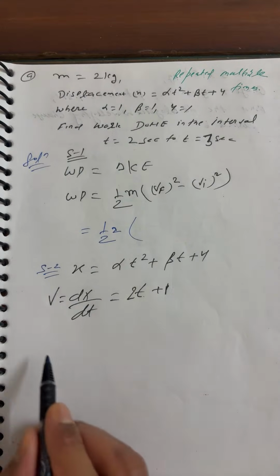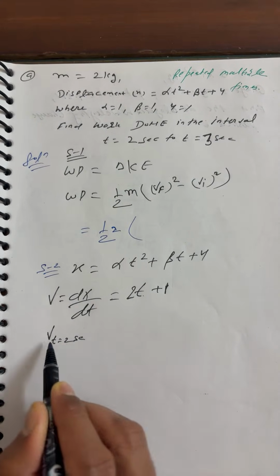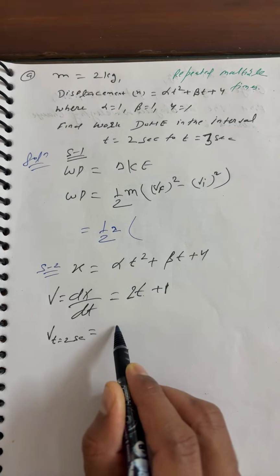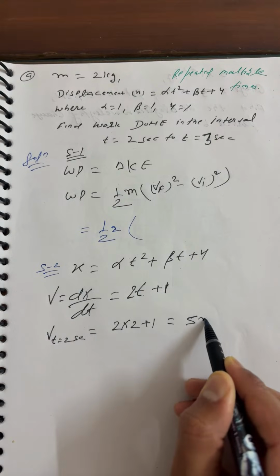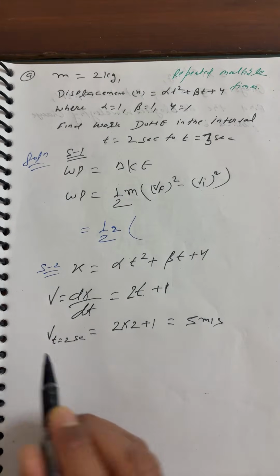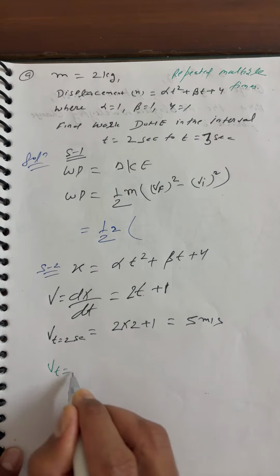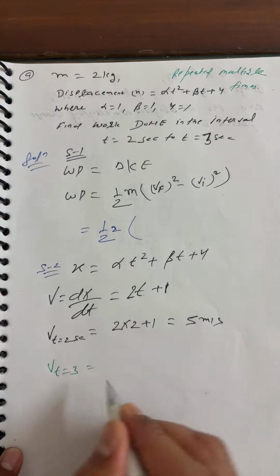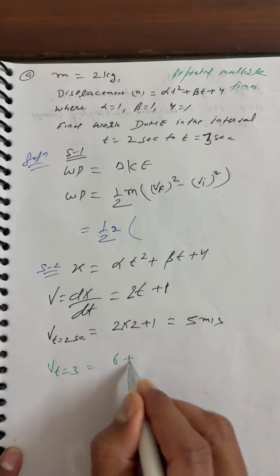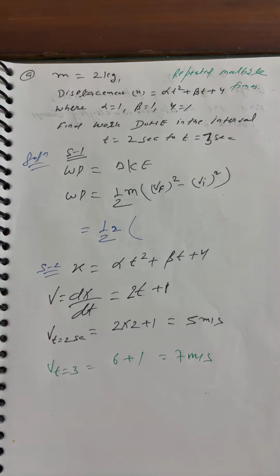Now the timings are 2 seconds and 3 seconds. At t equals 2 seconds, velocity is 2 into 2 plus 1, which is 5 meter per second. Also we have to find velocity at t equals 3 seconds, so I put it in this equation: 2 into 3 is 6, plus 1, which is 7 meter per second.